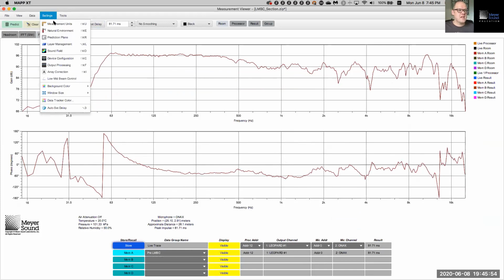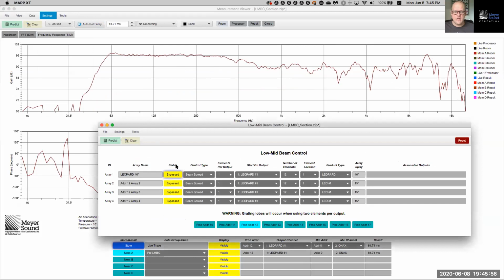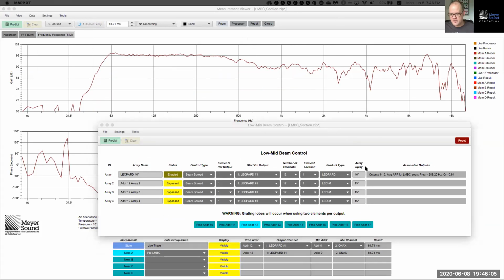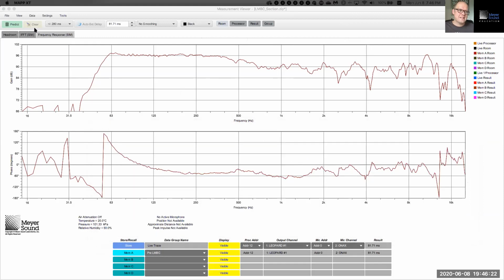Now we go to our settings, low mid beam control. Now we're going to enable our low mid beam control. Notice that over here, we also get the same remark. It also tells us that outputs 1 through 12 are now using LMBC. That means that you need an all-pass filter, but we don't know what the reason is for that all-pass filter. So we're almost there. We're almost finishing today's webinar. So let's look at what happened after we turned on the LMBC.